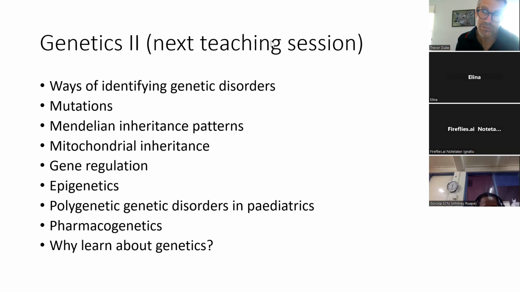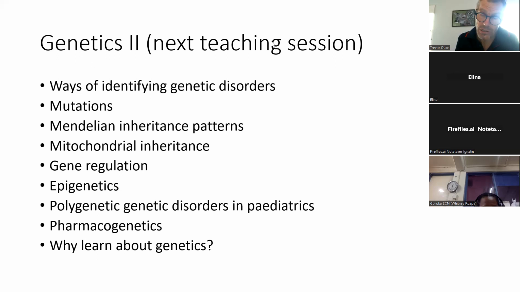I'm sure, again, you've studied that at a part one level. We'll talk about ways to identify genetic disorders. We'll talk about different mutations. A lot of this will be revision and adding to the things that I've talked about today. I want to cover Mendelian inheritance patterns. We've talked a bit about autosomal dominant conditions, but we'll talk about all the different types of conditions: autosomal dominant, recessive, X-linked, etc.